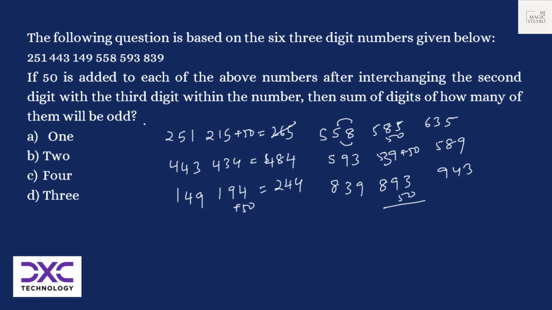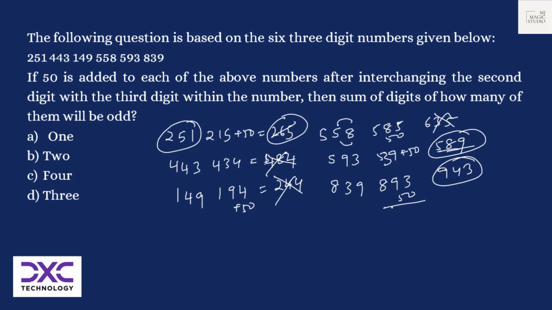This is 13, 4 8 8 16, 4 4 10, and 8 6 14. 13 and 9 is odd. This one was odd. 9 and 7 will give us odd. So we have got 3 such numbers where the sum of digits will be odd. Option D is the pick.